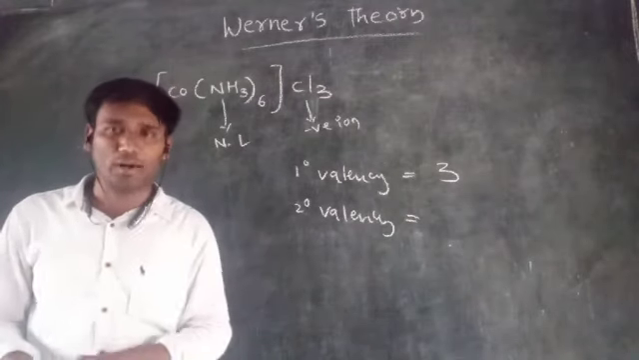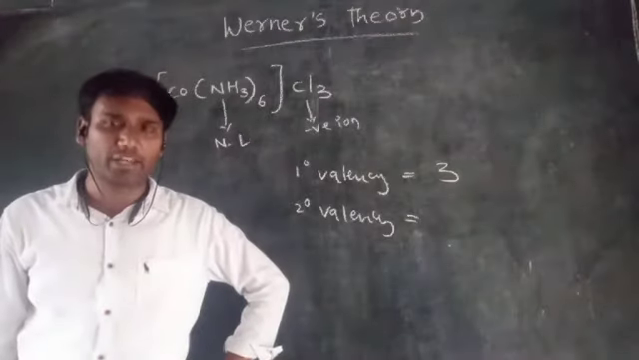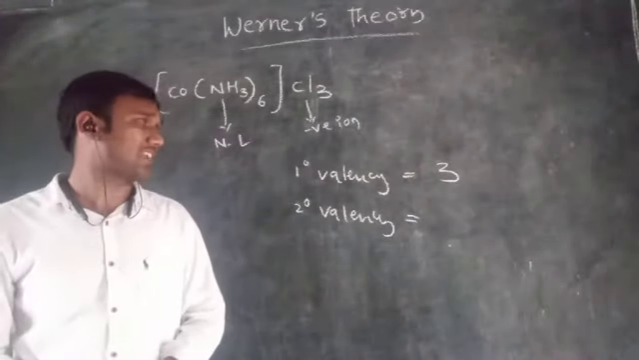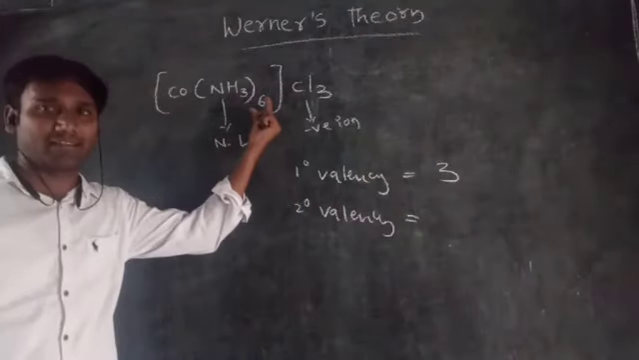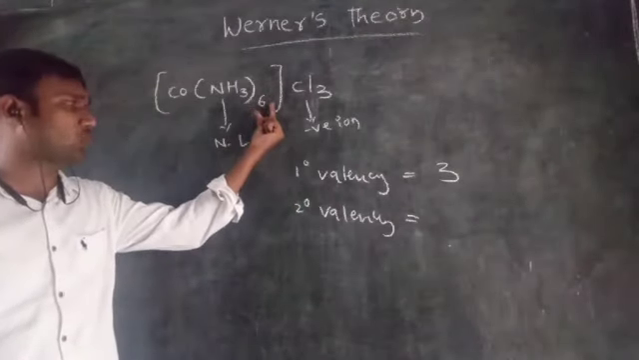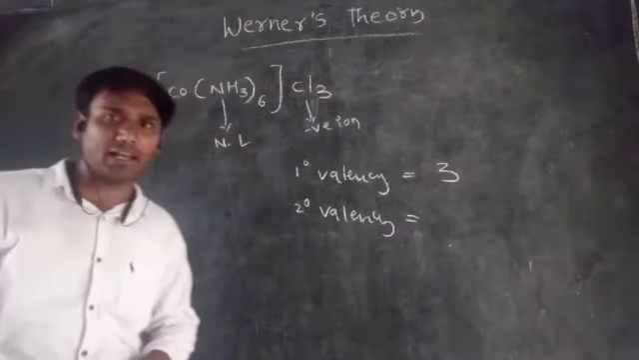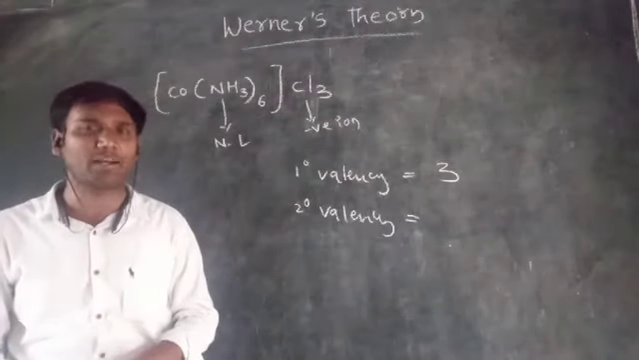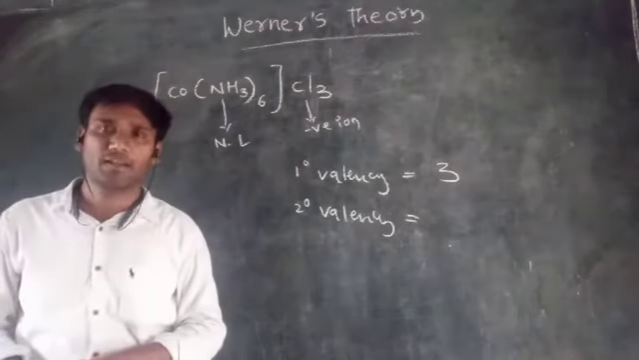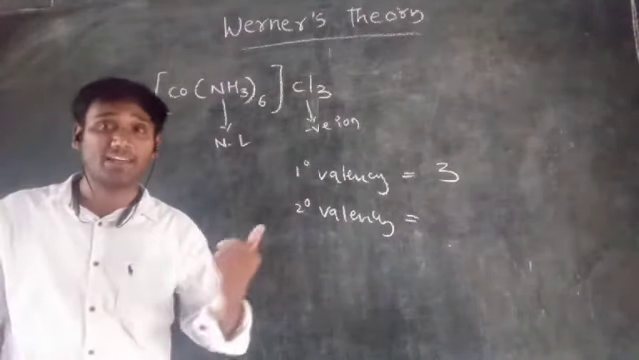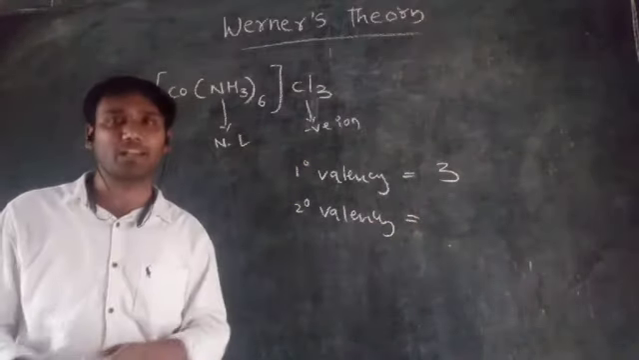How can we identify the coordination number of the central metal atom? We can say the coordination number is the number of electron pairs donated to the central metal atom from the ligands. That means how many electron pairs are donated to the central metal atom, that is equal to its coordination number.